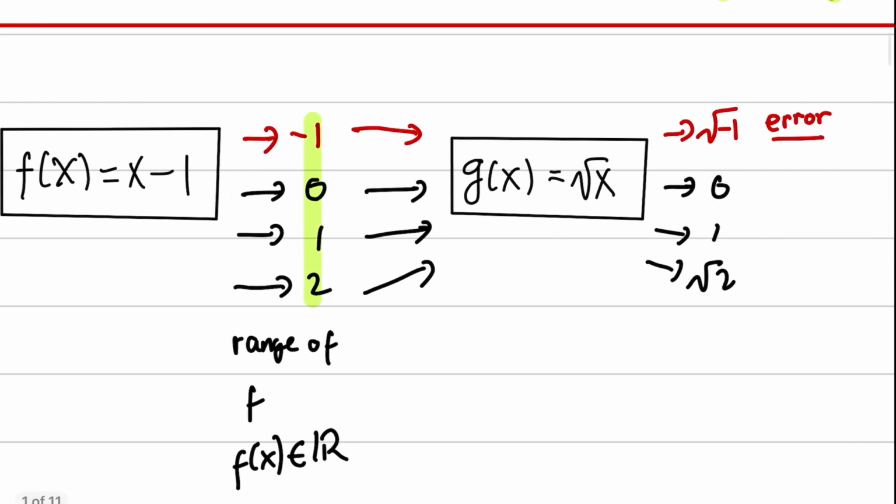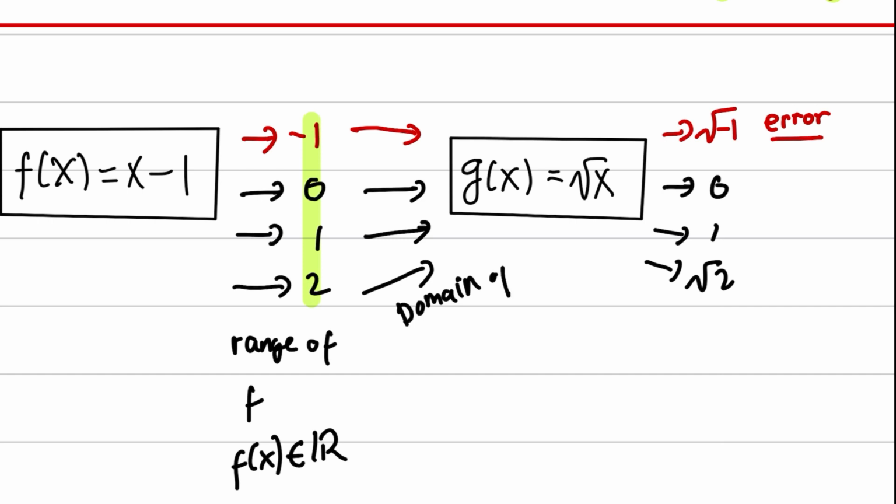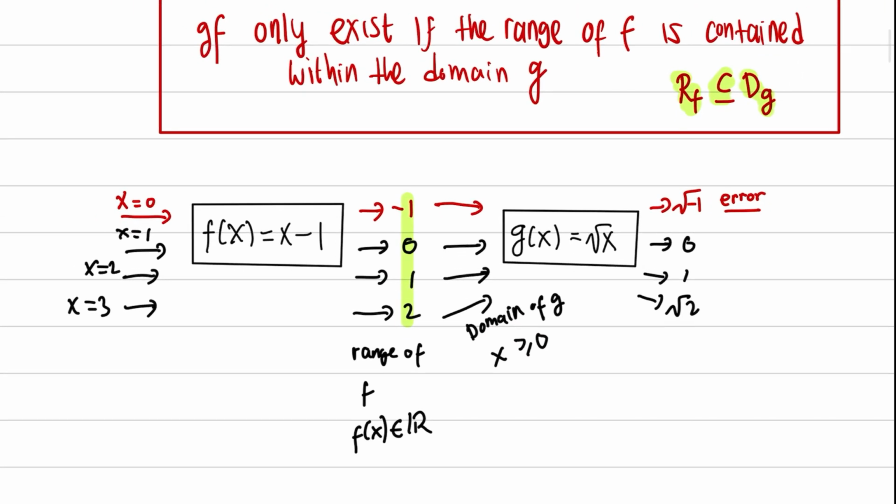But there's a problem because the domain of g is x must be greater than or equal to 0, because you cannot put a negative value inside the square root, so your x must be bigger than or equal to 0. As you can see, the range of f can be any number, but the domain of g is limited only to values bigger than or equal to 0. So in general, gf does not exist.